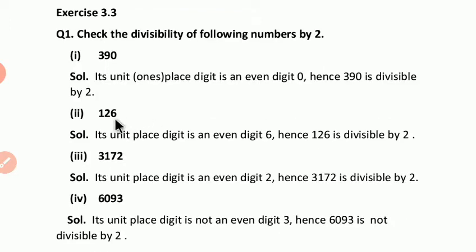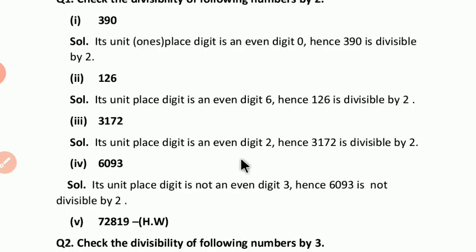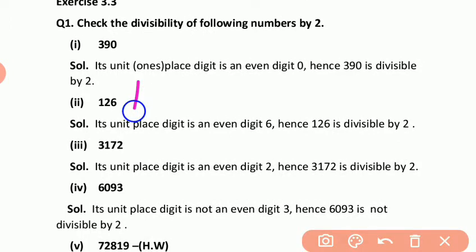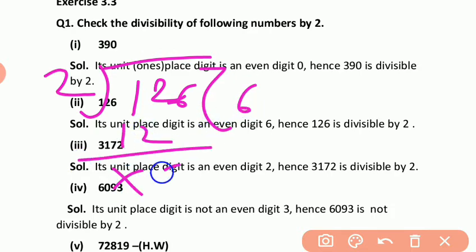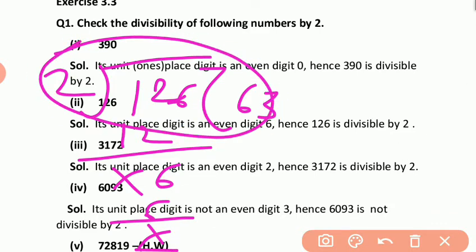Second one, 126. Again we'll see its unit place digit, which here is 6. Hence it is an even digit, so 126 is divisible by 2. Then 3172. Its unit place digit here is 2, and it is an even digit. So hence 3172 is divisible by 2. You can see here if we divide 126 by 2, 2 6s are 12 and 2 3s are 6. You can see that the remainder is 0. It means it is exactly divisible.